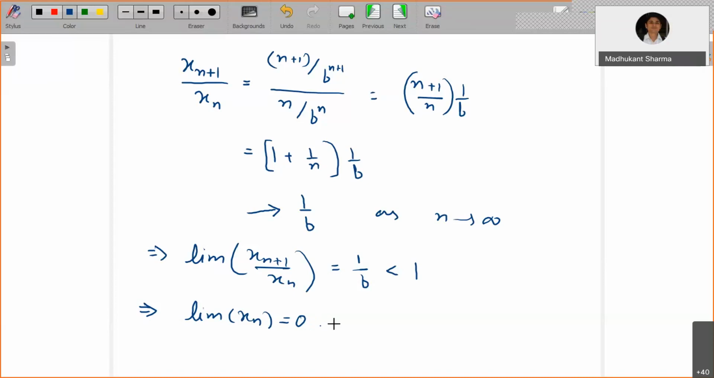Right. So you can work with other results like n factorial divided by b to the power n and so on. There are certain other results which you cannot directly handle, but you can handle with this result.